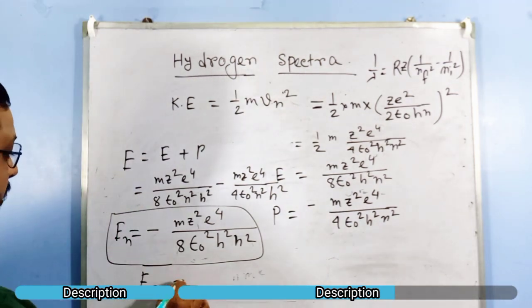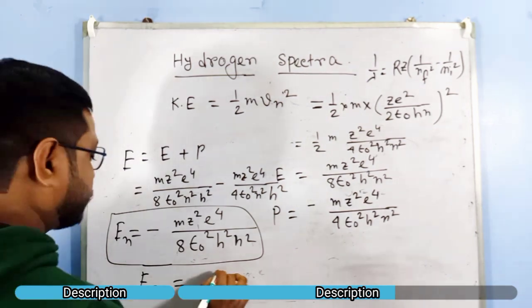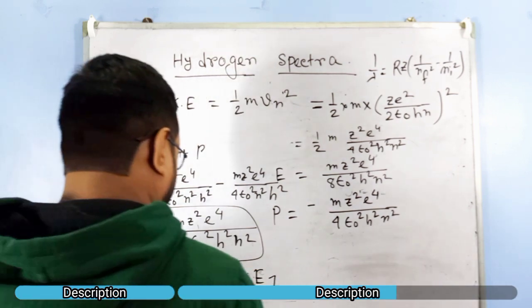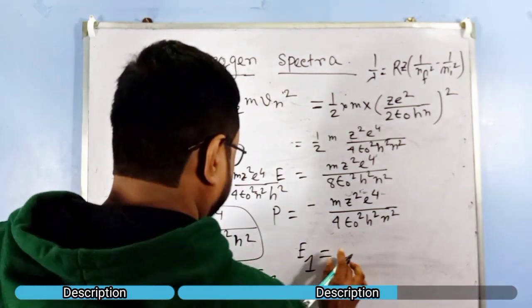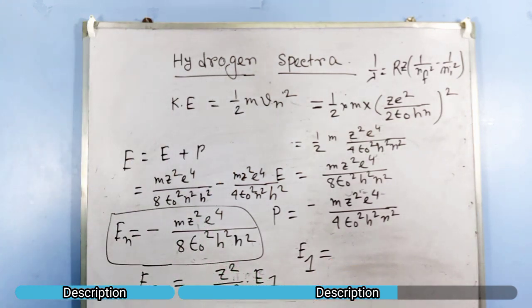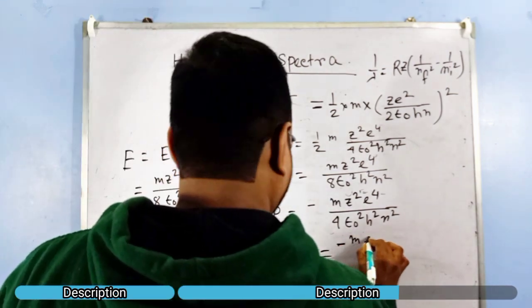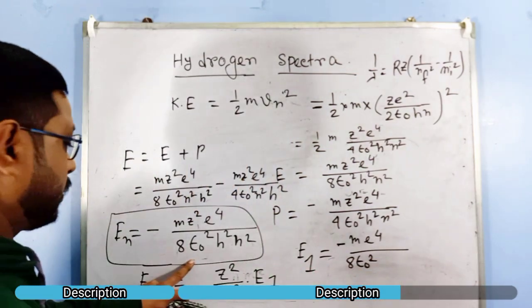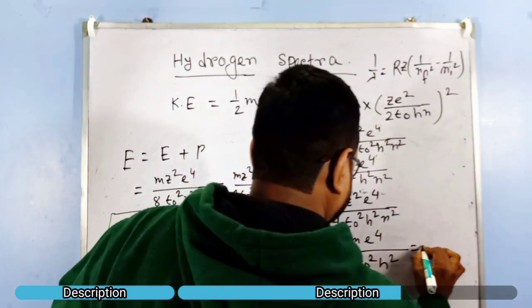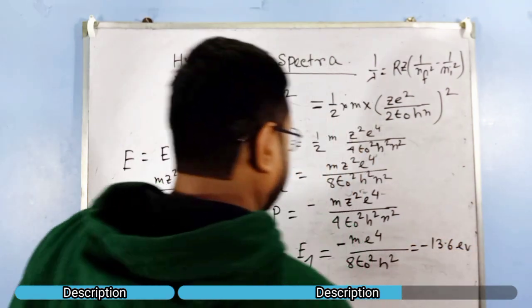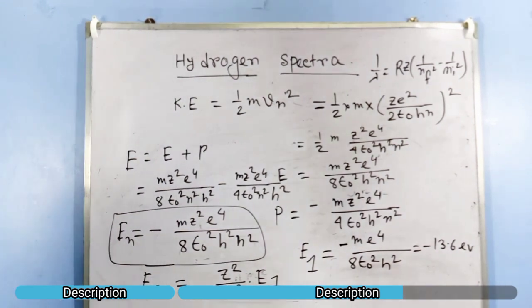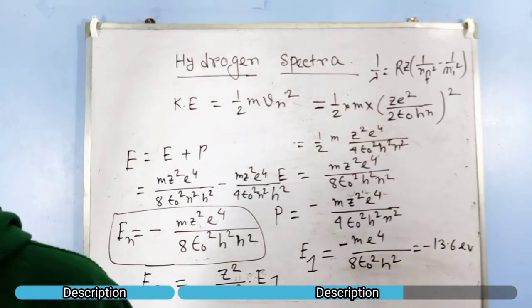That is, En must be equal to Z square by n square into E1. What is E1? E1 is the energy of the hydrogen atom in its ground state. If we put n equal to 1 and Z equal to 1, then we get E1 equal to minus m e to the power 4 divided by 8 epsilon square h square. That is, the value is minus 13.6 eV. This is the ground state energy of hydrogen atom, that is, putting n equal to 1.